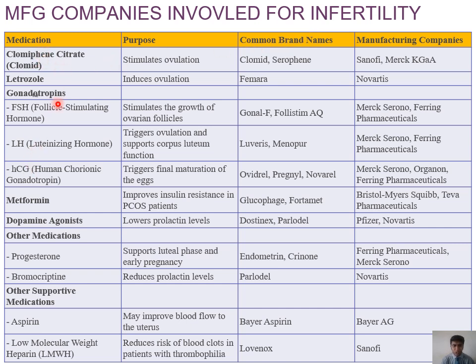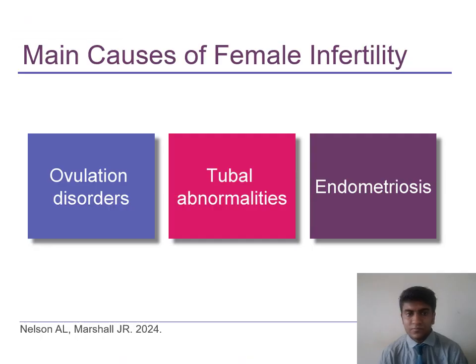The different manufacturing companies that are involved in infertility drugs, you can see the different medications: clomiphene, letrozole, gonadotropins, HCG, metformin, progesterone, bromocriptine, which is a dopamine agonist. Then we have other supportive therapies like low molecular weight heparins. The different purposes, common brand names, and different manufacturing companies like Sanofi, Novartis, Ferring Pharmaceuticals, Merck Serono, Bristol, Pfizer, etc.